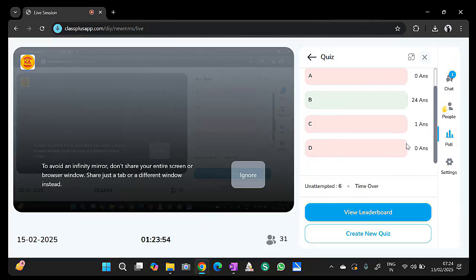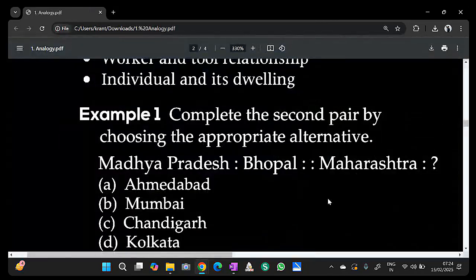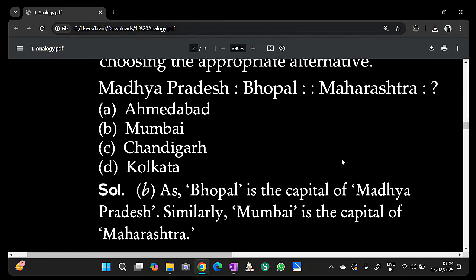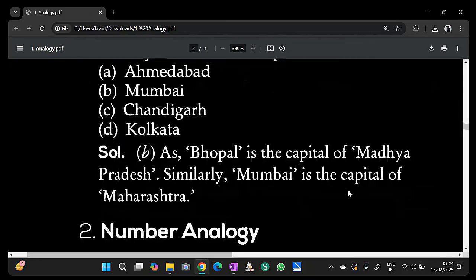And time up. Only one student gave the wrong answer, that is, they gave C, Chandigarh. The correct answer is option B, Mumbai. Bhopal is the capital of Madhya Pradesh, and similarly, Mumbai is the capital of Maharashtra.